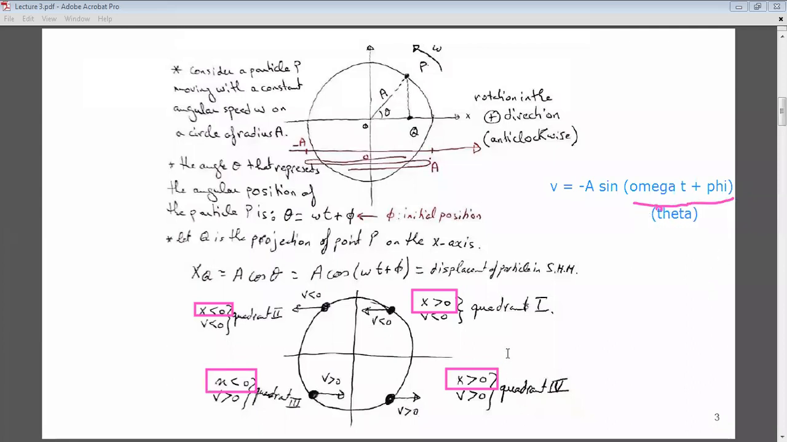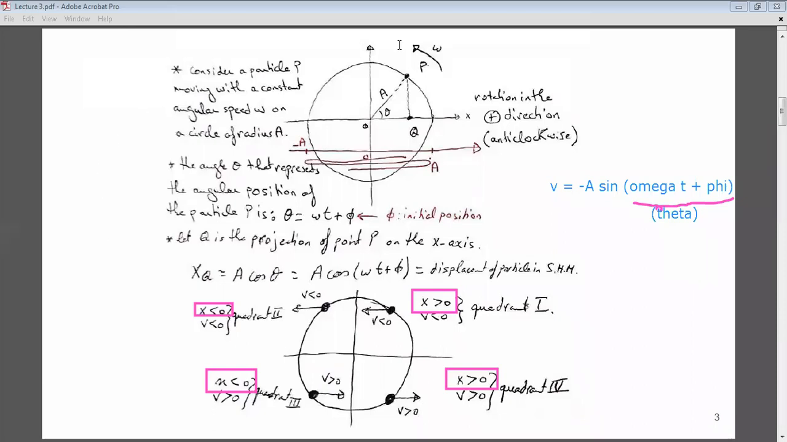Now, sine theta is positive in quadrant 1, which implies V is negative. Sine theta positive in quadrant 2 implies V is negative. Sine theta negative in quadrant 3 implies V is positive. Sine theta negative in quadrant 4 implies V is positive. Okay, so I get X is positive in quadrant 1 and 4, negative in quadrant 2 and 3, and V is negative in quadrant 1 and 2, and positive in quadrant 3 and 4.